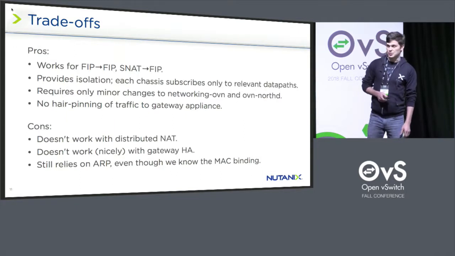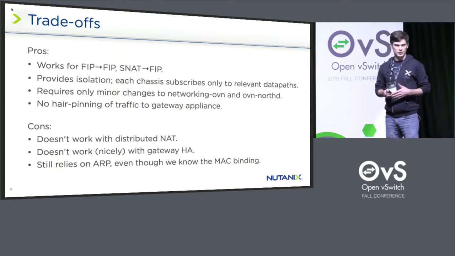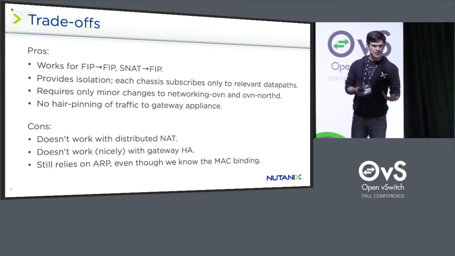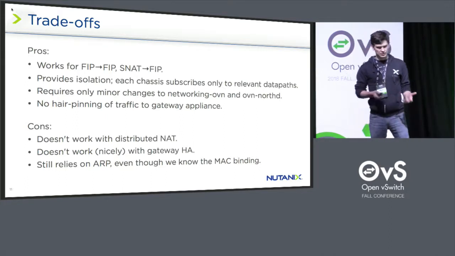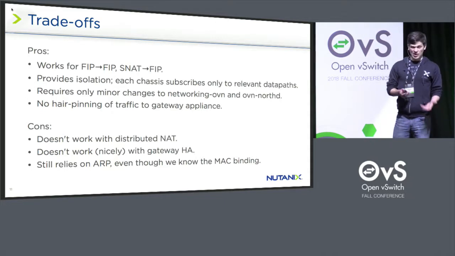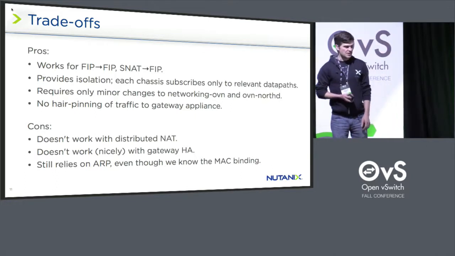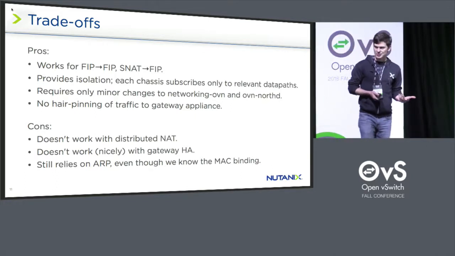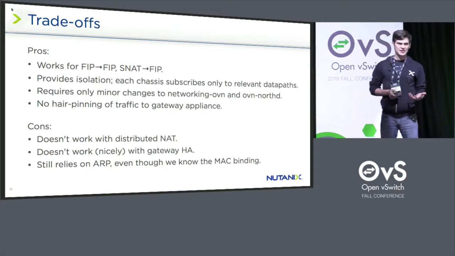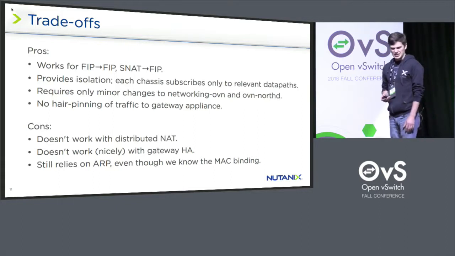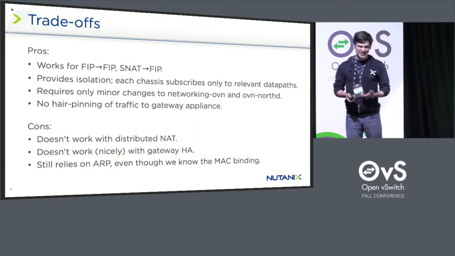So the trade-offs here: this works fine for floating IP to floating IP or SNAT to floating IP. Provides that nice isolation, like I said before. It required only really minor changes to North D and networking OVN. But it has some major trade-offs. So it doesn't work with distributed NAT, which is a huge loss. There's really no reason we should be forwarding all of our floating IP traffic through a centralized node. It doesn't work nicely with gateway HA.